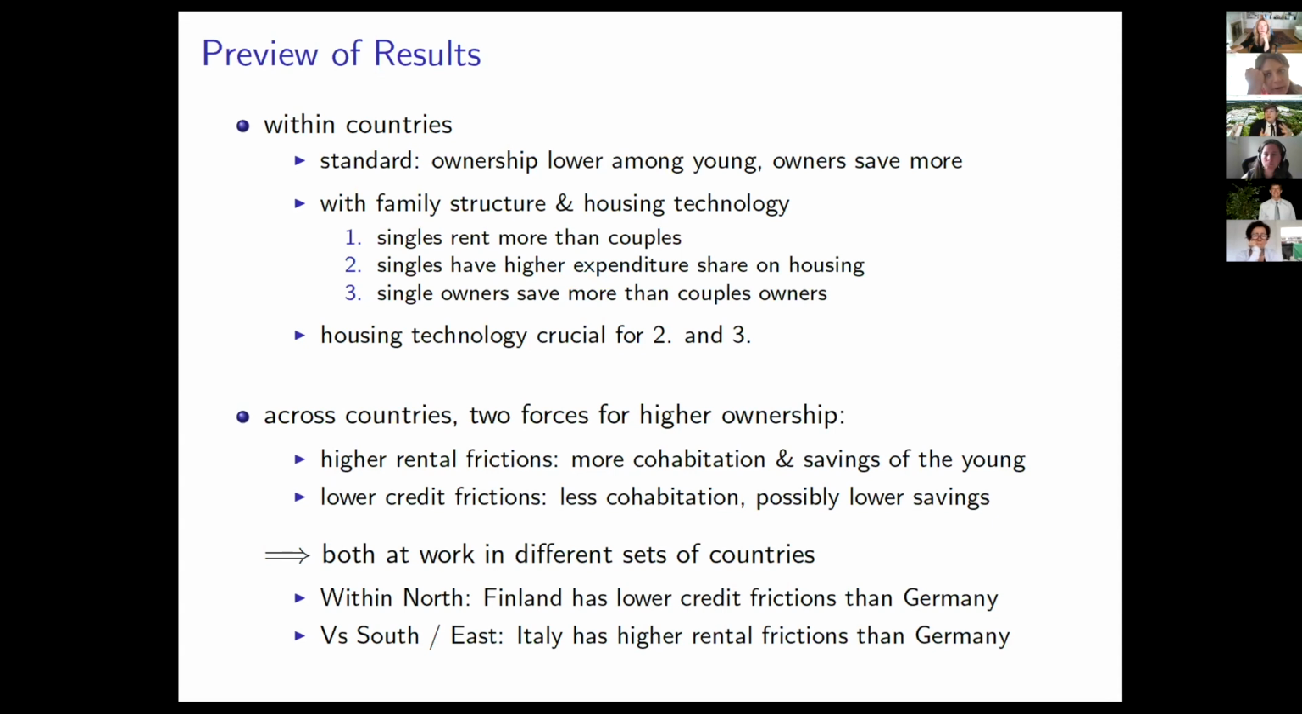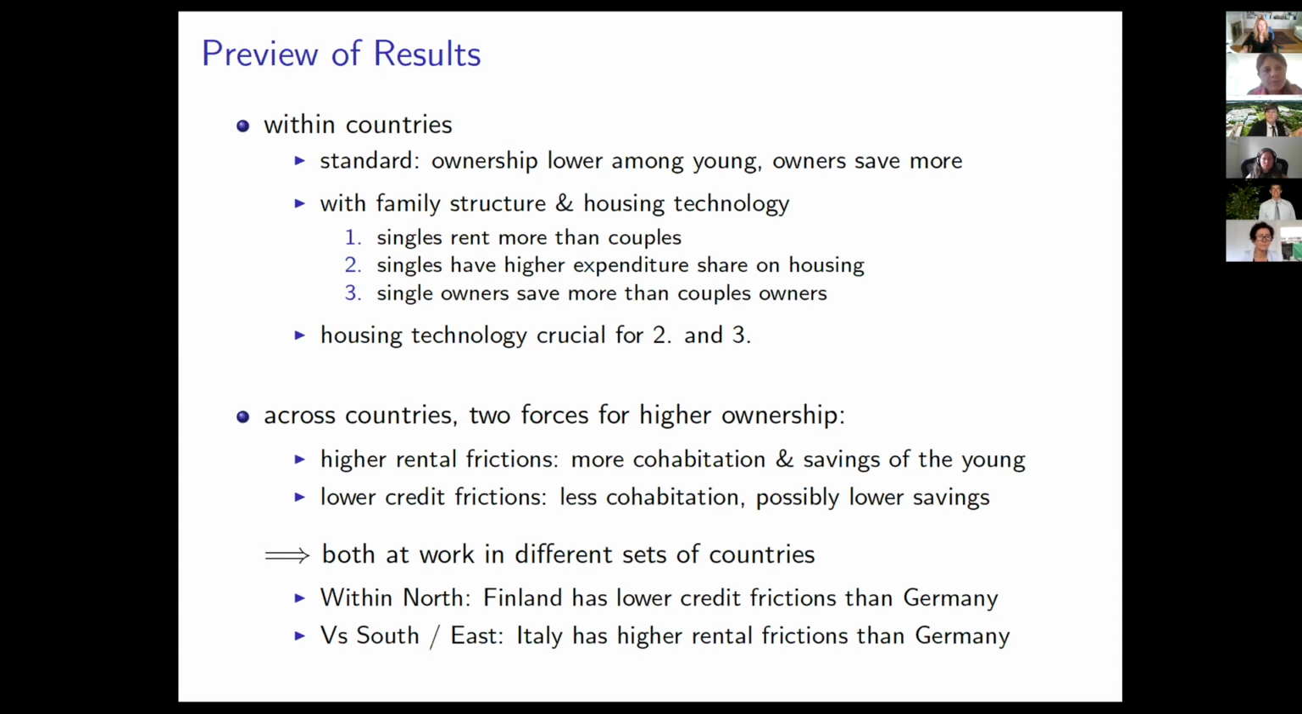So you could have tried to explain the fact that couples own more than singles also with some sort of preference story, like the idea that couples are already more settled down and expect to move less, but such an explanation could not account for differential expenditure shares and differential savings rates among owners.